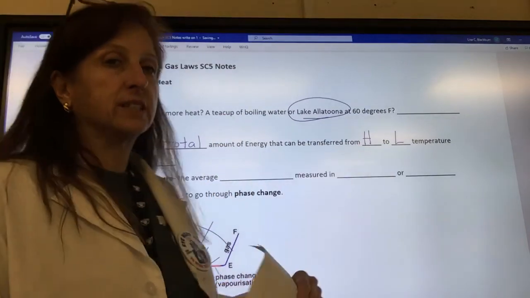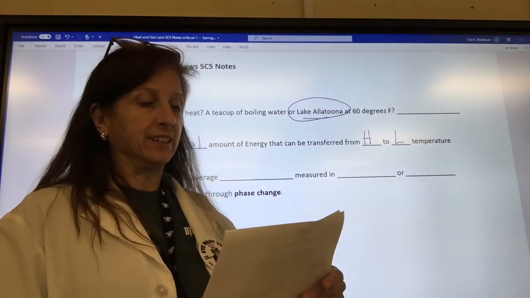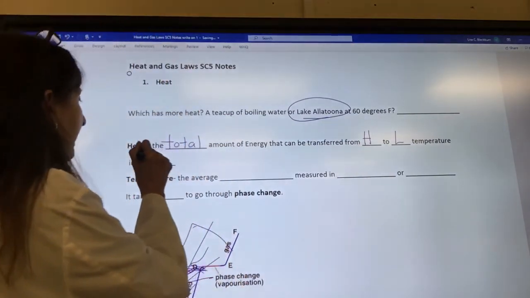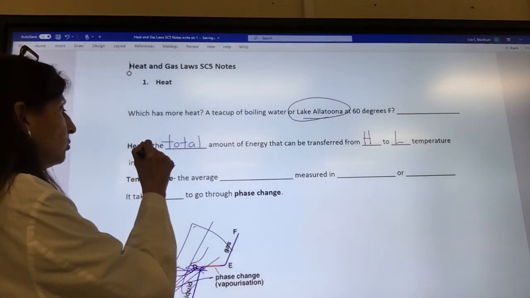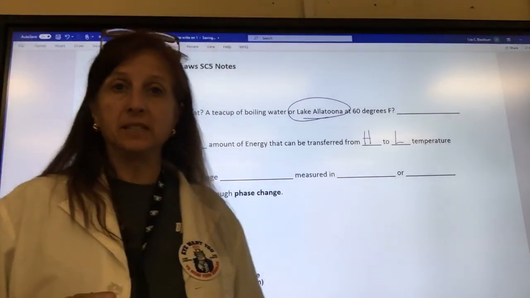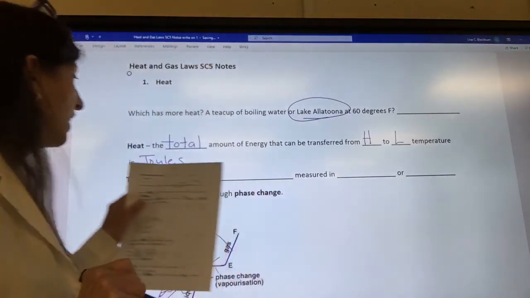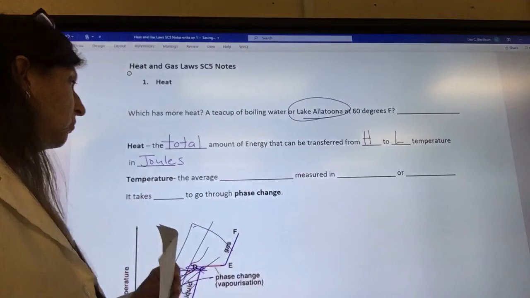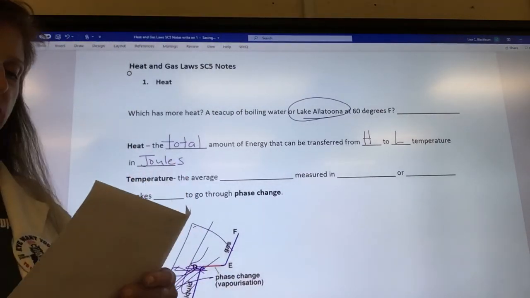So what is the unit of heat? It's not degrees Celsius, that's temperature. Heat is an energy unit, so it's in joules. And it's not spelled like diamonds and stuff. It is joules.